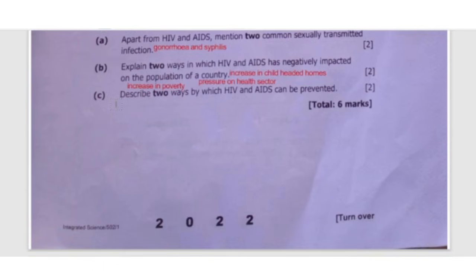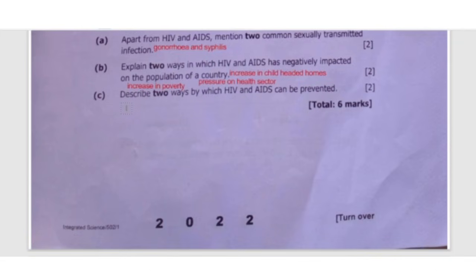However, those are the three I can share with you now. I hope they are very clear. We have said increase in child-headed homes, increase in poverty. There is a lot of poverty now because of this, and pressure on the health sector.